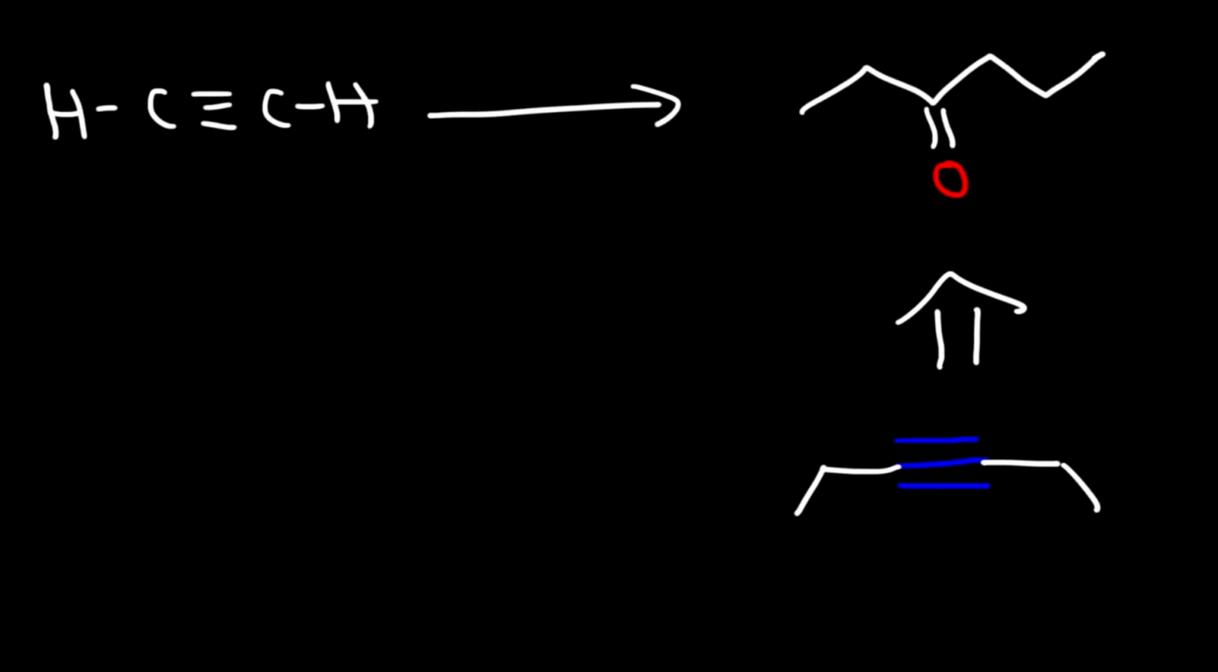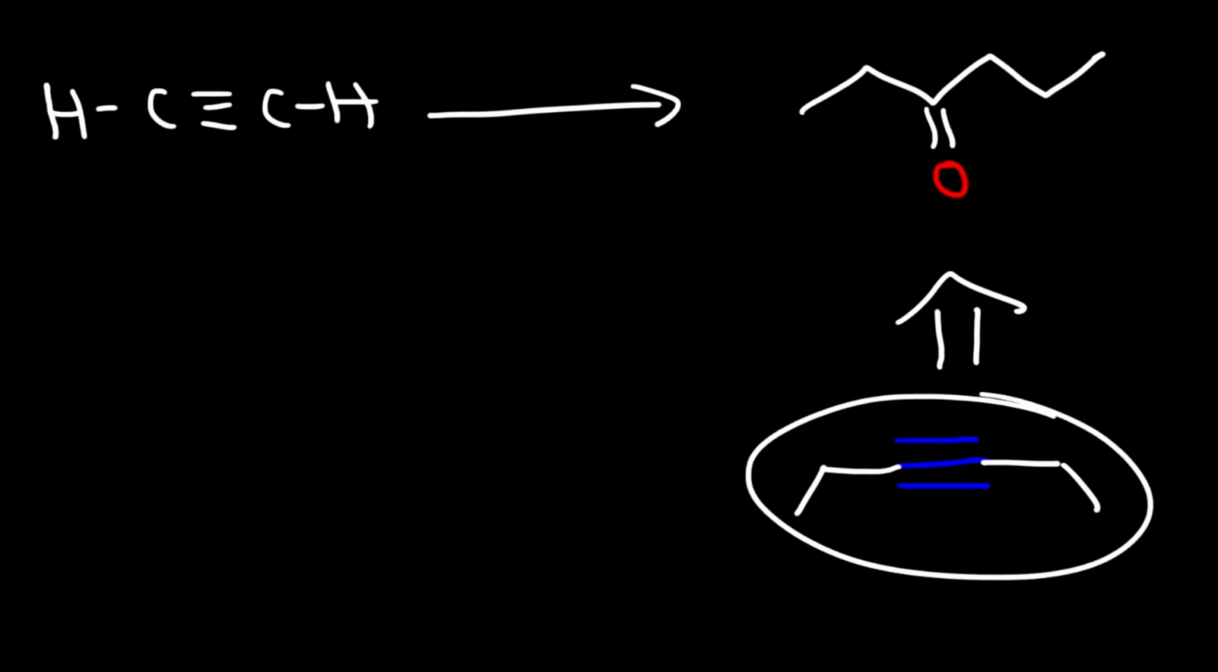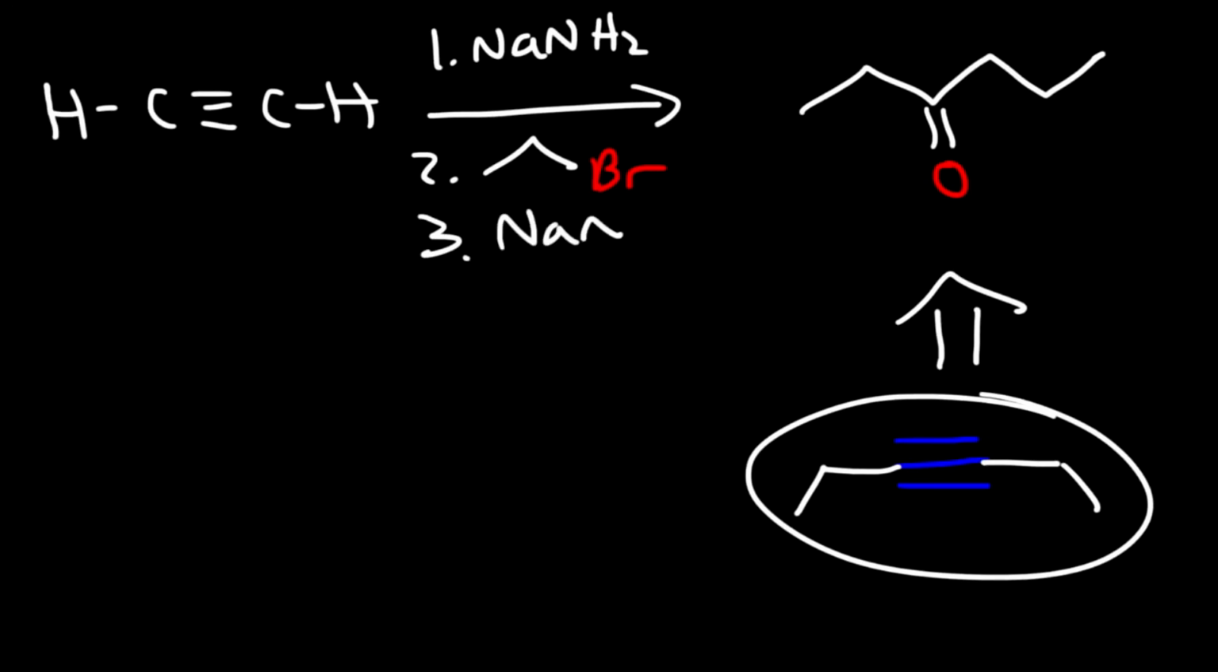Well, we need to add an ethyl group on the left and an ethyl group on the right. So in step 1, we're going to add NaNH2. Then in step 2, we're going to add ethyl bromide. And then in step 3, it's going to be NaNH2. And then step 4, ethyl bromide again. So that will give us this product.